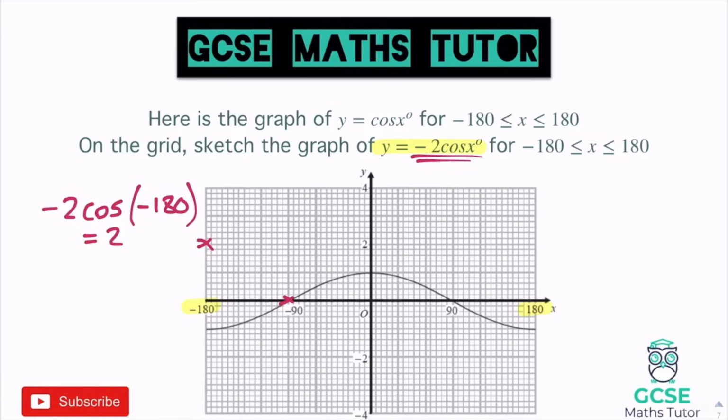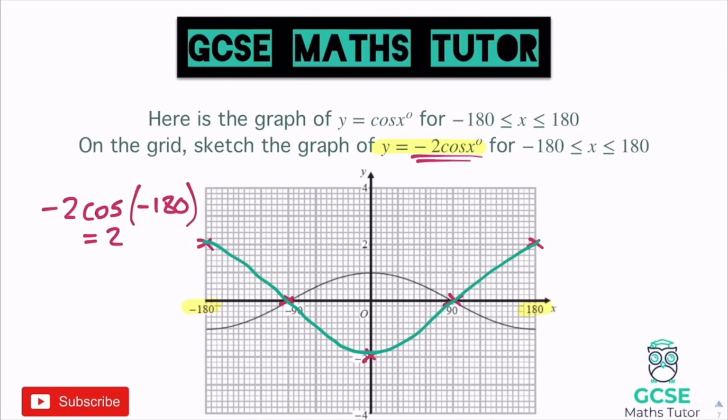I'm going to go for 0 now, so back in, -2 cos 0, and that gives me a value of -2. And let's go back for 90, -2 cos 90, gives me a value of 0, and -2 cos 180 gives me a value of 2. There we go, so that value of 2 is there. And again, we just need to join that up with a nice smooth curve. There we go, and that's our point drawn there. So again, that's one method that you could approach.